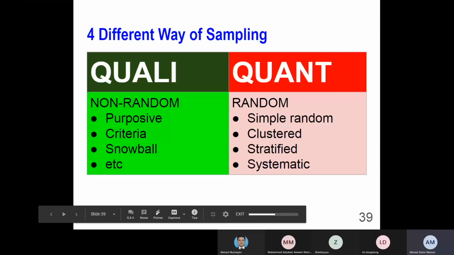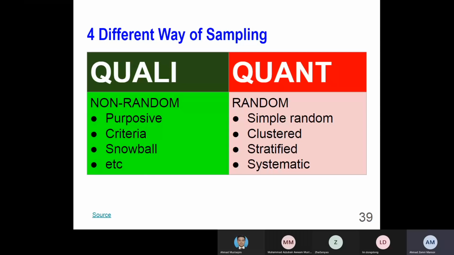So there is a difference between qualitative and quantitative. In qualitative, because our approach is different, when we do our research, we look for informants who have experience, who can articulate their experiences. So it is non-random because we deliberately look for them. We don't choose them randomly.